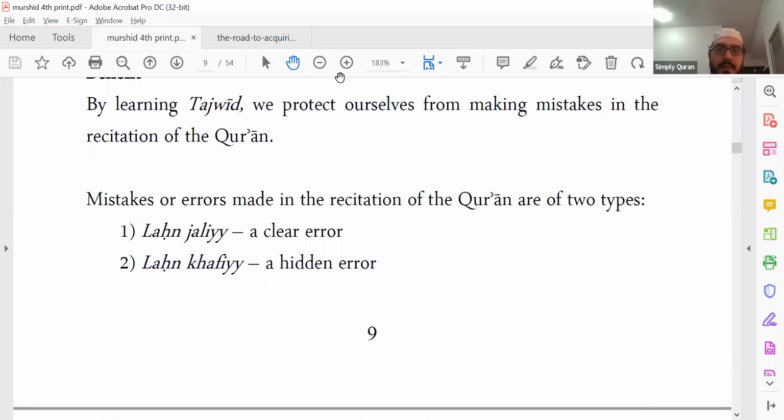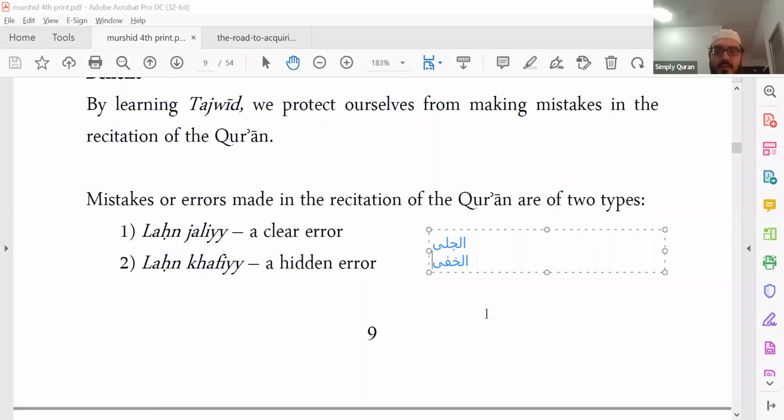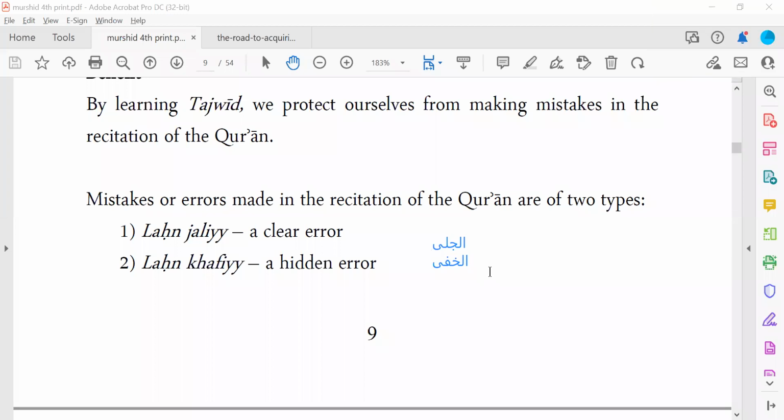Okay. Let's see if I can write it here. So if you can see this here, I'm not sure. Yeah, al-jali and al-khafi, right? So one is clear and one is hidden. The clear error is that anyone can notice the mistake. And khafi is more hidden, so you have to study Tajweed to be able to detect the mistake, okay?